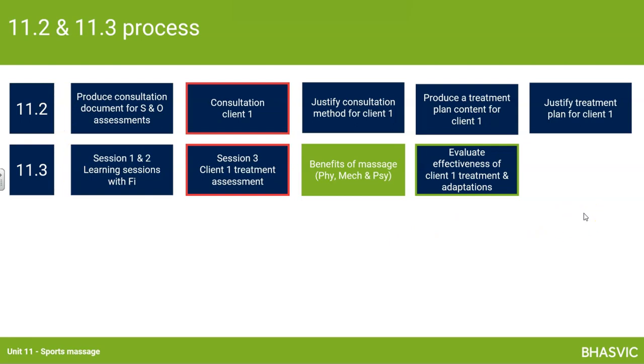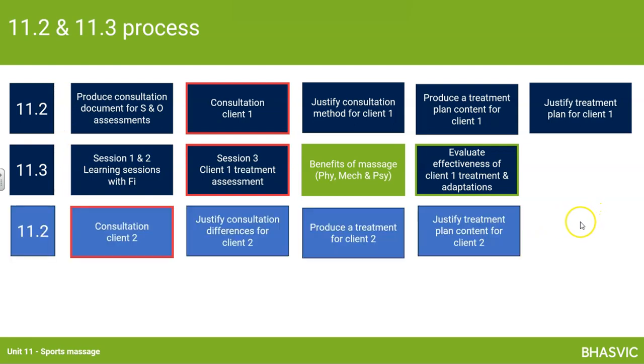Then what you've got to do is pretty much repeat most of it again for client 2. So on a contrasting type of client, you're going to do a consultation. You'll justify any differences that you did. You don't have to repeat everything, but if there was anything different you did in that consultation, justify why. Write and produce the treatment plan for client 2 based on the information you gathered, the subjective and objective information, and justify why you included what you did, why you chose those techniques in the order you did.